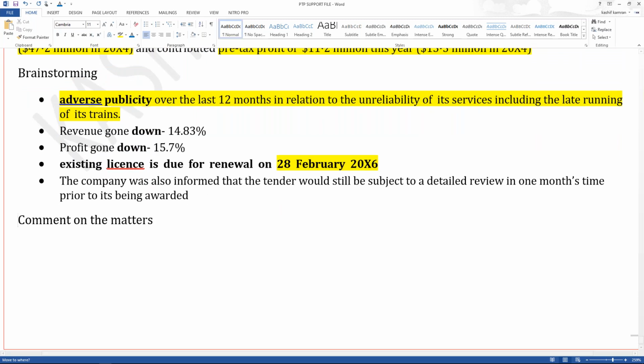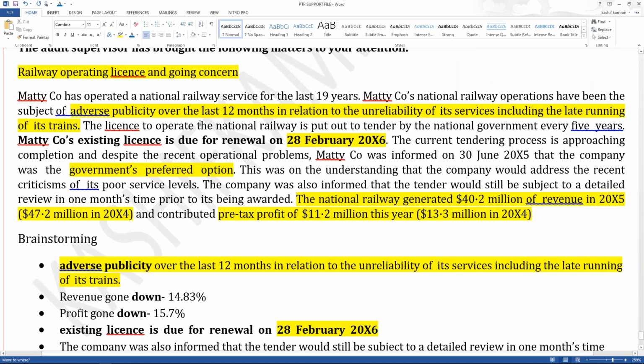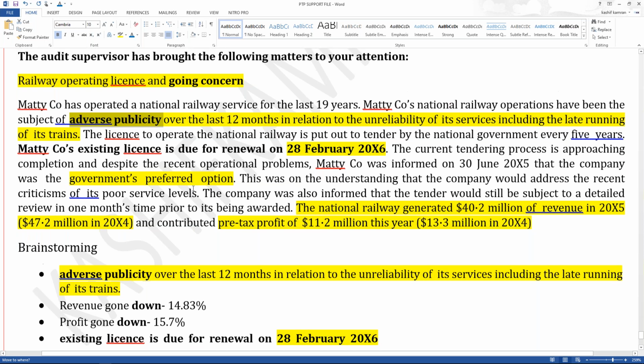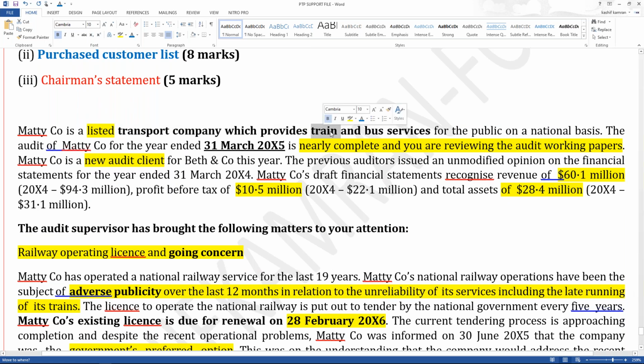We've read the case. So do you understand from the case that there are certain issues facing the going concern status of the company? The revenue has gone down, the profit has gone down, there has been adverse publicity. The government will review things in 1 month time and then decide whether to give them a license or not. What if they don't get the license? Will that really impact the going concern status of the company? Because METI is a listed transport company which provides train and bus service. So will that be really affected? If they don't get the train license, they might have a bus license, right?